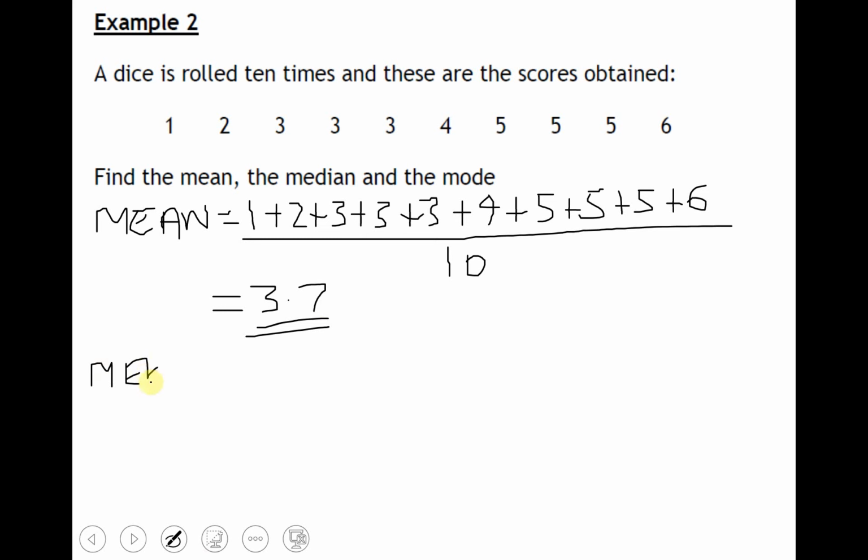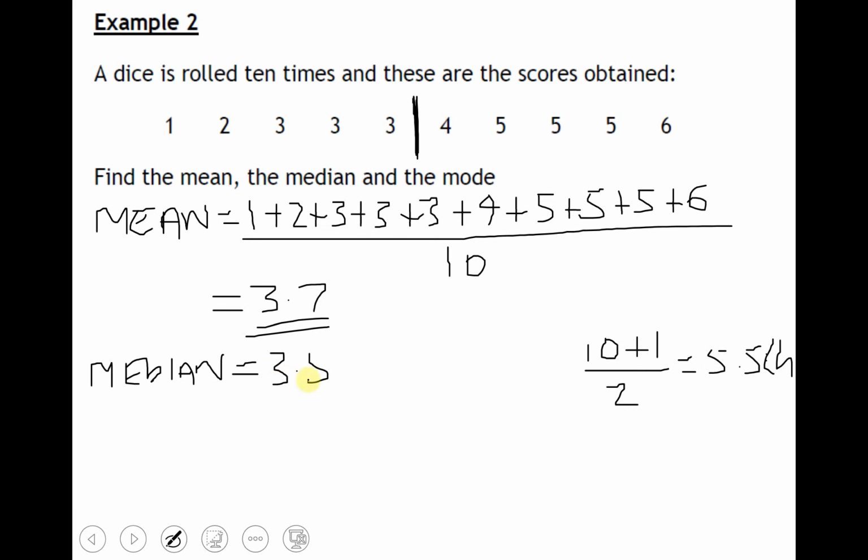The median, they're already in order, so we need to get the right position. 10 pieces of data plus 1 over 2 is 5.5, so the 5.5th position. So 1, 2, 3, 4, 5. It's halfway between the 5th and the 6th. The 5th is 3, the 6th is 4, so halfway in between is 3.5. Finally, for the mode, there are two numbers that have the highest count, so we have multiple modes here. 3 or 5 would be the mode.